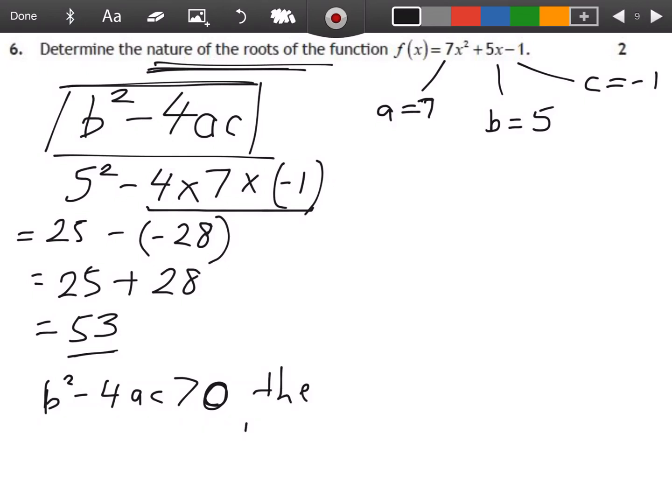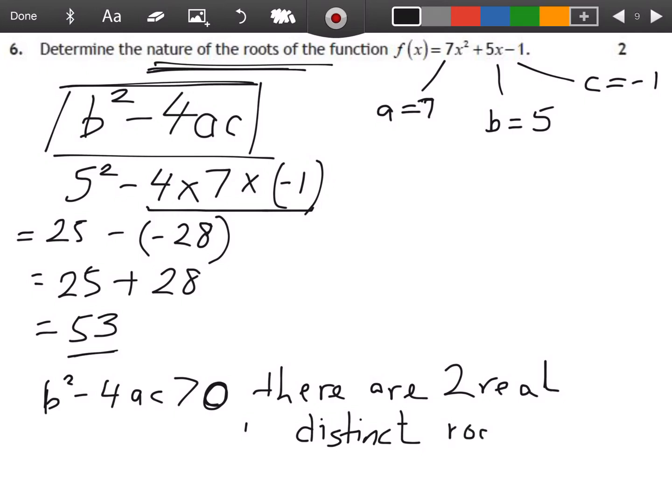Then we say there are two real, not red, two real distinct roots. Basically, there's two roots, they're real numbers, and there are two different numbers. Okay, two real and distinct roots. Remember, if it's equal to 0, you say there are equal real roots, or there's two real roots, but they're the same value. If it's less than 0, you say there are no real roots.